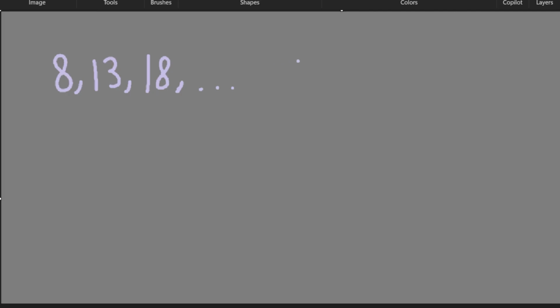Now take a look at this sequence, 8, 13, 18. Right away you can see it's going up by 5s. However, look at this here. When you see these 3 dots, you know that this goes on forever. So this is an infinite sequence. There's no end number of terms.